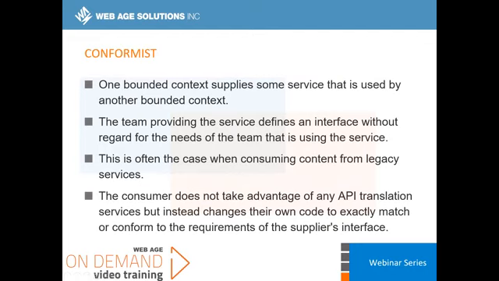In this case, the difference between this solution and the next mapping that we're going to talk about is that we don't have any kind of translation services. There's no sort of interface between one and the other, but the consumer, for perhaps performance reasons or some other kind of reason, actually makes changes to their code to conform to the supplier's interface.